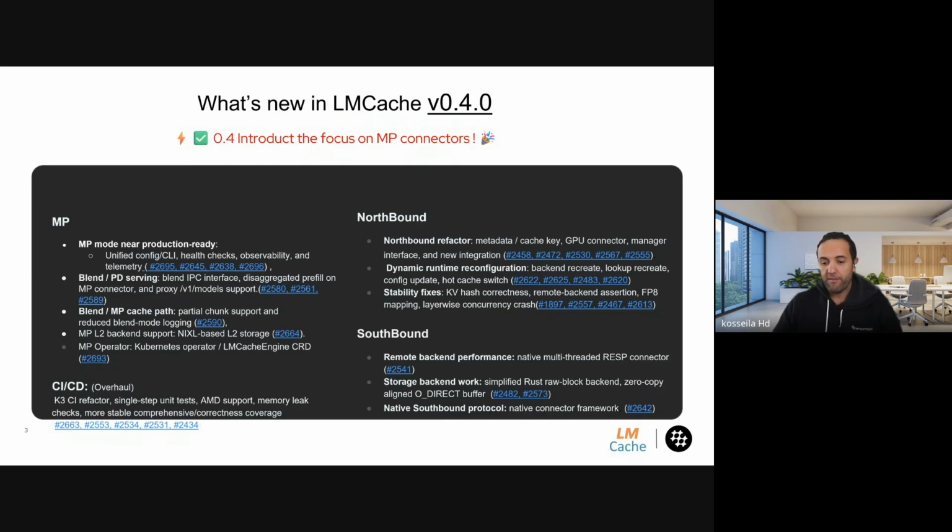We also have a cache blend integration through the interface and support for disaggregated prefill as well. Besides that, we can notice that we have the L2 backend support through the NIXL protocol. We also have the MP operator, a Kubernetes operator, with the LMCache engine CRD.